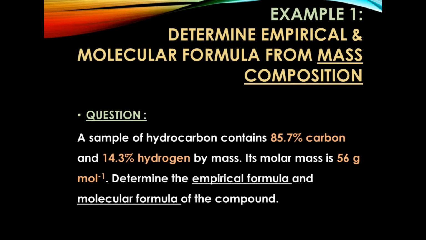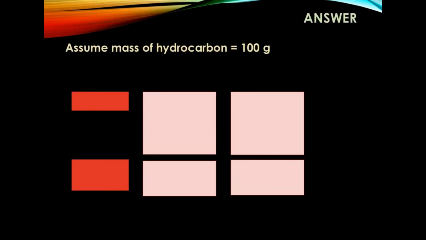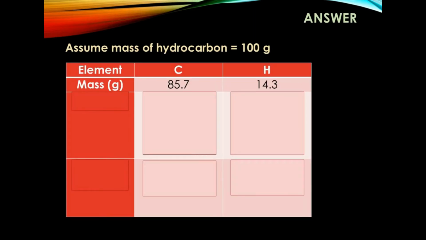So in this question, there are two elements, carbon and hydrogen. First thing, we must make an assumption. We assume the mass of hydrocarbon is 100 grams. And then we draw a table with the heading element, using carbon and hydrogen. The mass of carbon is 85.7. How do we get 85.7? It is 85.7 divided by 100 times 100.